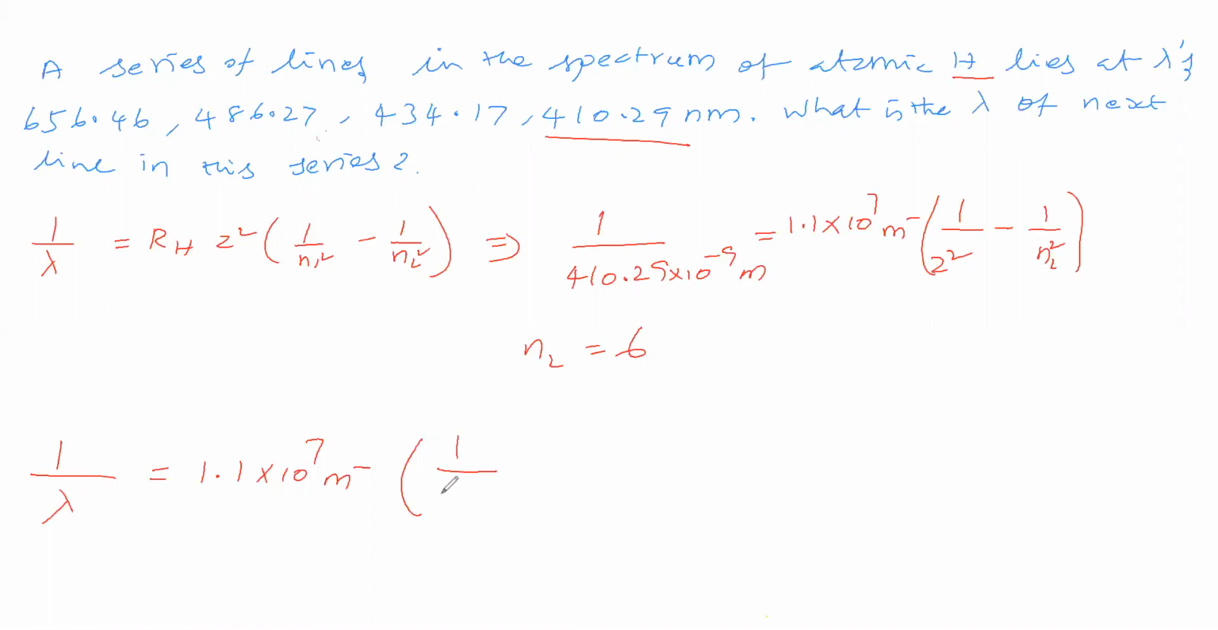Therefore, we can take the lower level as 2. Lower level we have taken 2. Now the higher level, n2, we have to substitute. How much is the higher level? For this case, the transition is from 6th level to 2nd level, so that we got this wavelength.